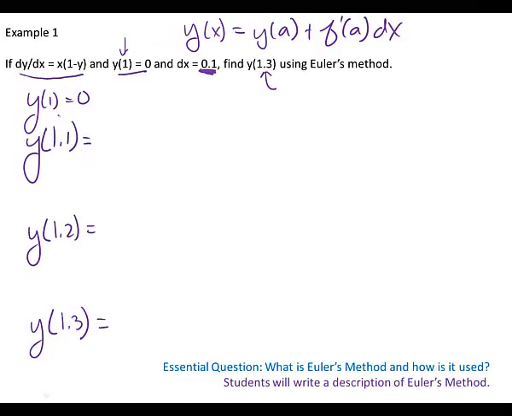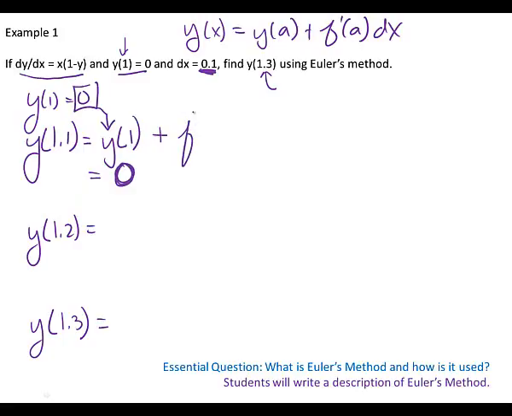Okay? All right, the next thing I'm going to put in is my previous value. So my previous value is 0, right? So if I'm going to write out the actual work, I would say y of 1, which on my next line I would write equals 0, plus, they want me to find the value of the derivative evaluated at 1 times the step size. So that's filling in this formula. Now I'm going to go ahead and do the calculation.